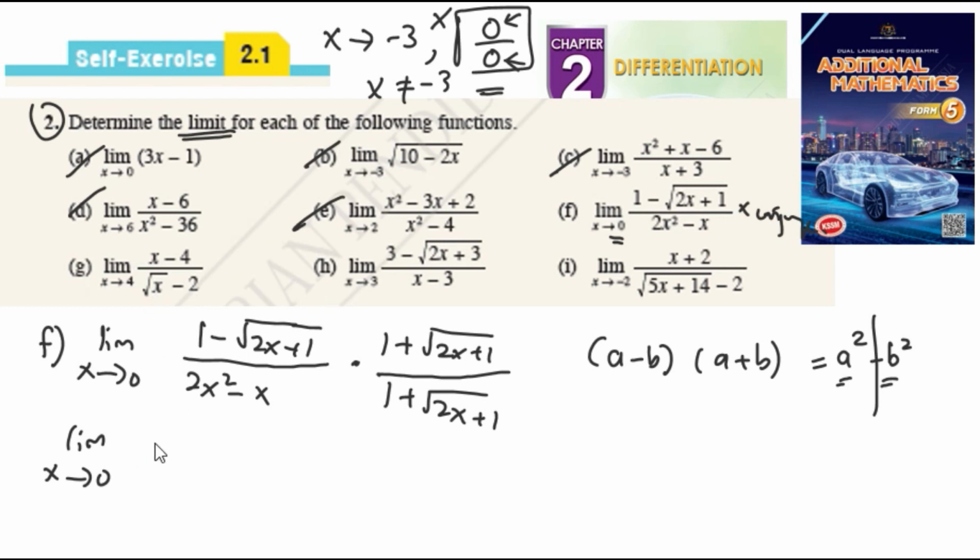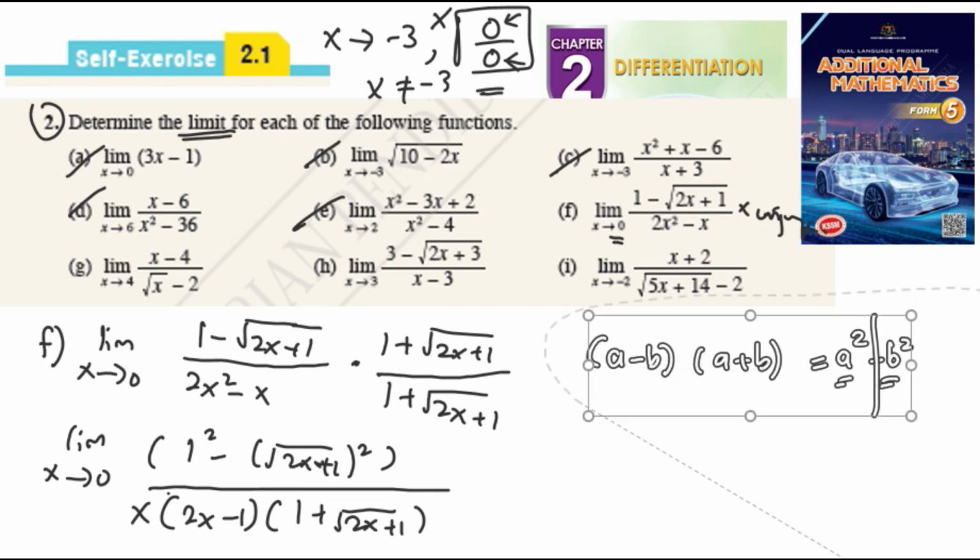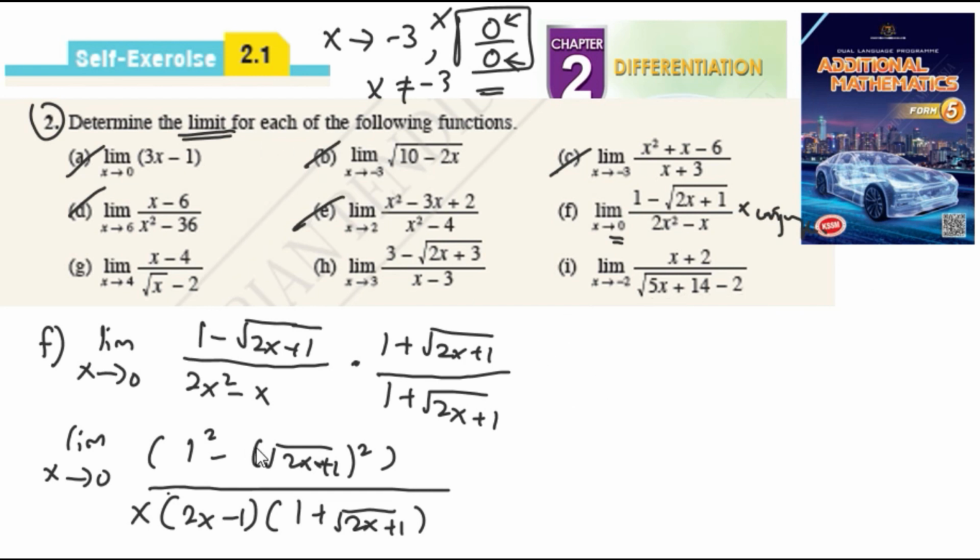So the numerator would be 1 squared minus (square root of 2x plus 1) squared, divided by the denominator. You see 2x squared minus x can be factorized. If you can factorize, just factorize it first, so later on, if we get a common factor, we can eliminate it. Take out x, so you have x(2x minus 1), multiplied by 1 plus the square root of 2x plus 1. So 1 squared minus the square root squared, the square root and the square cancel.